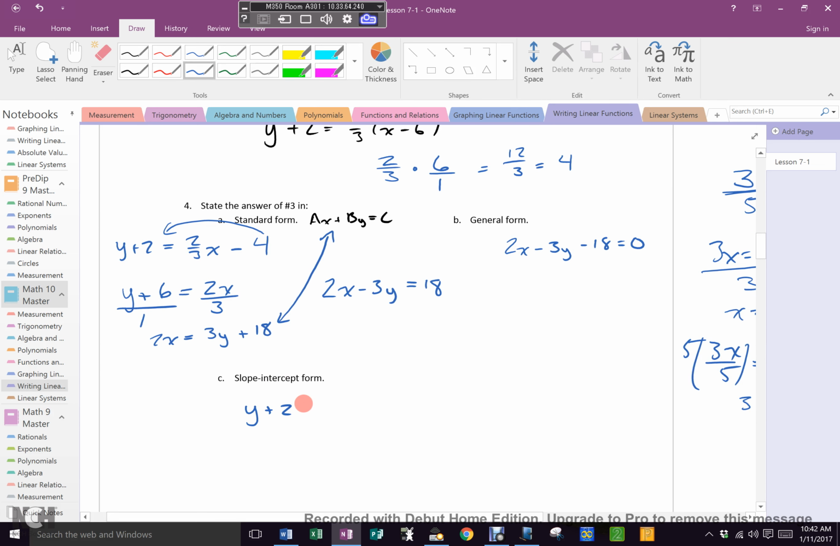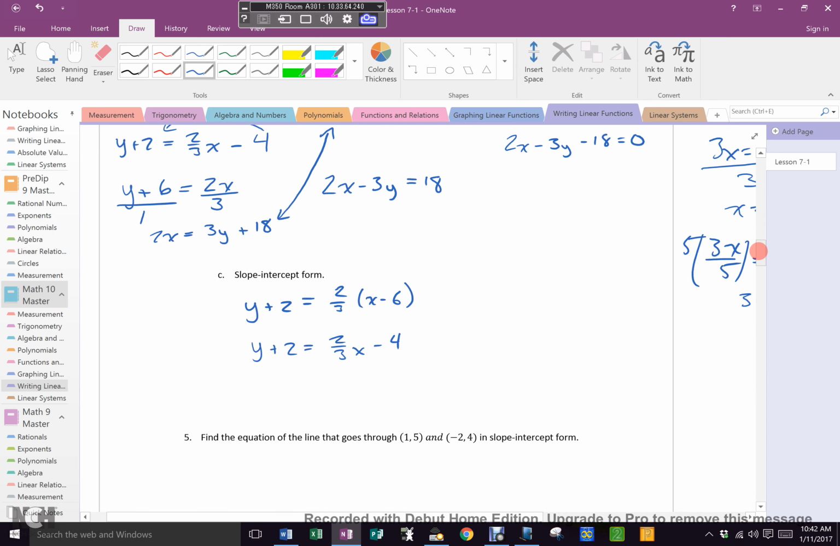And then slope-intercept form. Point-slope form was y plus 2 equals 2/3 x minus 6, yeah? Slope-intercept form just has no brackets, right? And y is by itself. So we already know how to get rid of those brackets. Y plus 2 equals 2/3 x minus 4, yeah? How do I get that to slope-intercept form? What's got to move? If you don't remember what slope-intercept form is, you look on your data booklet, you see it's this. So what's got to move? Just the 2. So when it moves, what does it become?